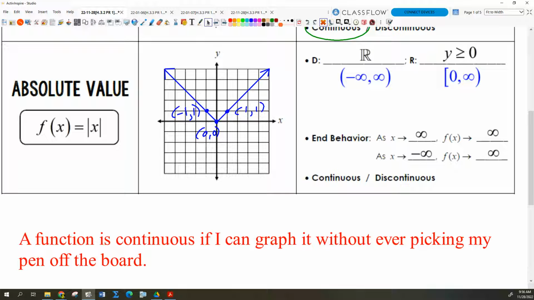And what do you think? Everybody vote. Thumbs up or down. Is it continuous? Absolutely. I can graph that whole thing without picking my pen off the board. So it is continuous. Okay, so again, just for your notes, a function is continuous if I can graph it without ever picking my pen off the board.